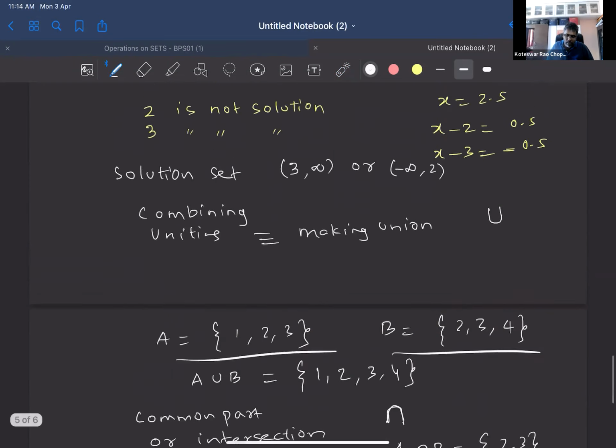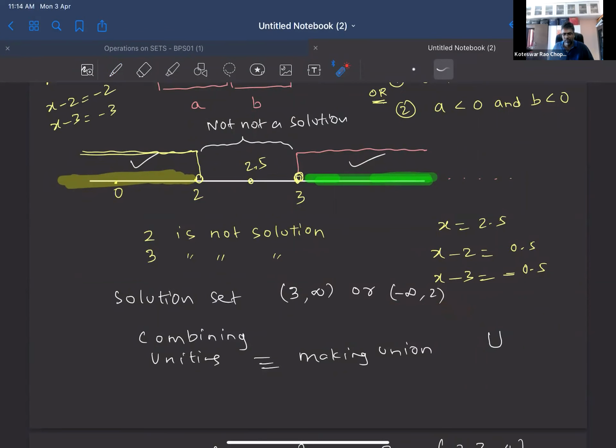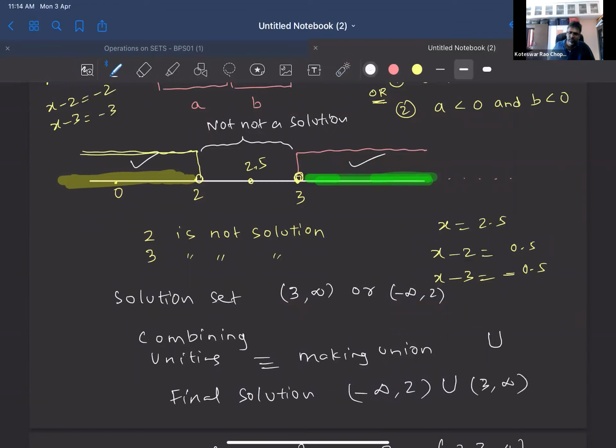So now when you go back to our problem, the inequality, we are saying that this set or this set will become the solution set. So when you represent the solution set, you write the final solution this way: minus infinity to, you place a union because you are combining them, and then 3 and infinity. So this is your final answer.